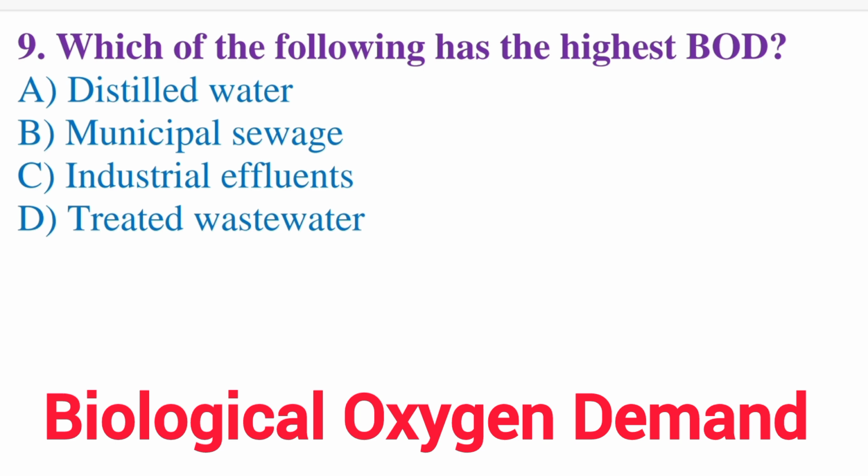Next question, which of the following has the highest BOD? Option A distilled water, option B municipal sewage, option C industrial effluents, option D treated wastewater. So here the highest BOD is from the industrial effluents. So option C is the correct answer.